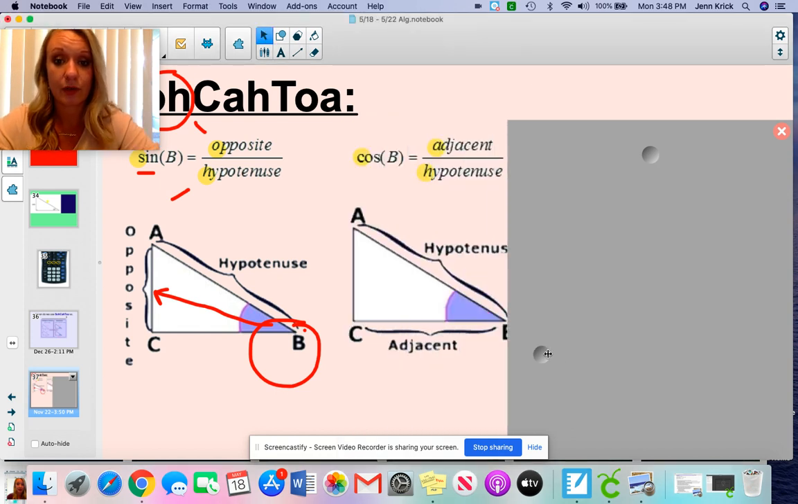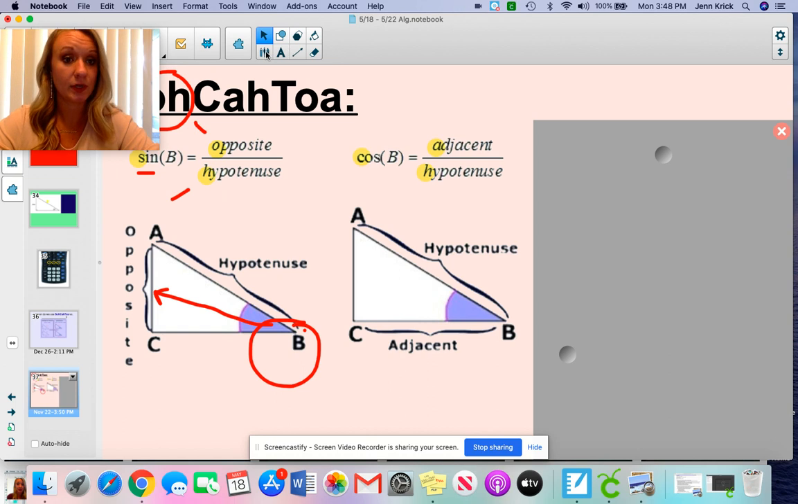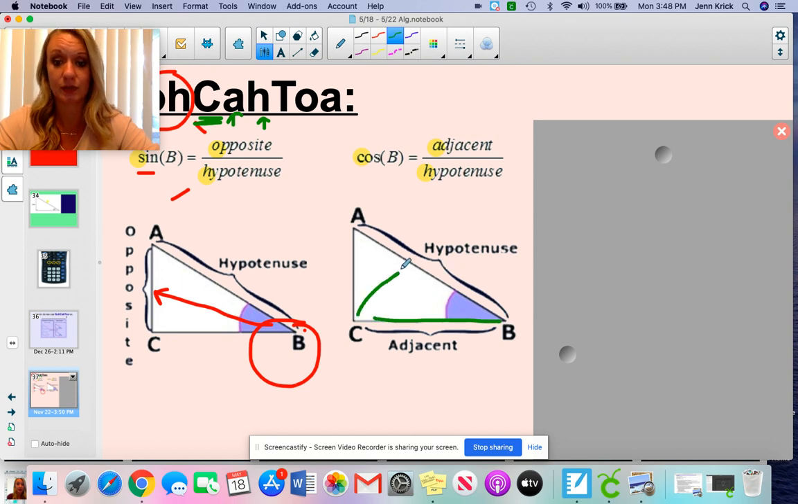All right, so now if I'm looking at cosine, notice in my acronym that the two letters after, so C stands for cosine, A stands for adjacent, H stands for hypotenuse. So if I'm looking at angle B, this is my adjacent side, and then this is the hypotenuse because it's across from your right angle. When we write cosine, we write it as a ratio, which will be a fraction.